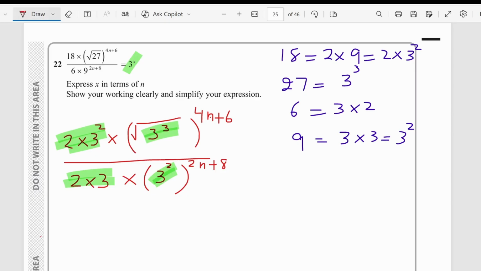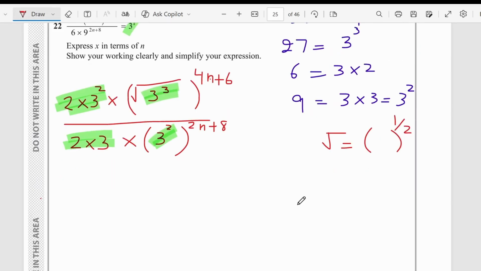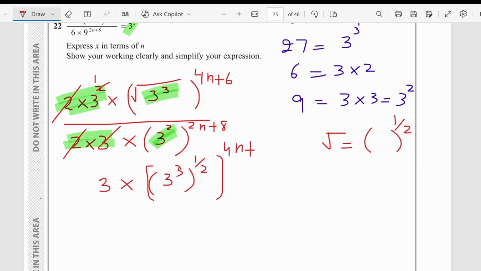And remember one thing, whenever there is a square root, the power is 1 by 2. So now we are going to simplify where we can. This 2 will be cancelled out with this 2, and one 3 will be cancelled out with one 3, so 3 raised to power 1 will be left. Now the remaining values, we have 3 in the numerator, then 3 cubed to the power 1 by 2, and this whole power will be 4n plus 6. In the denominator we have 3 squared, so we can multiply the powers: 2 times 2 is 4n plus 16.